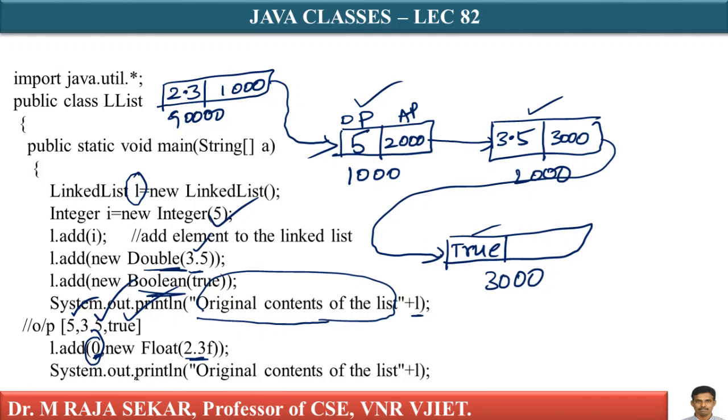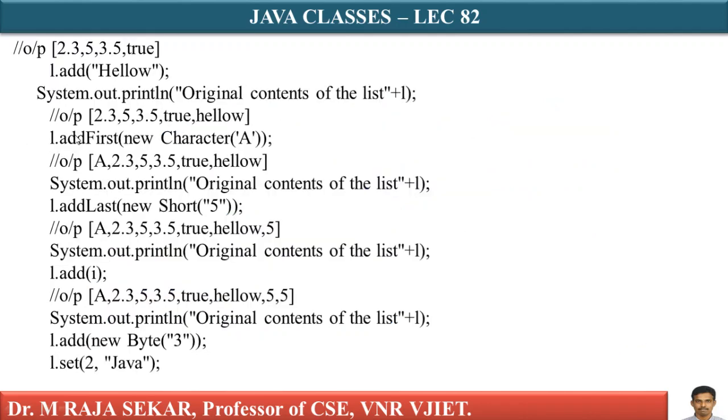System.out.println, original contents of the list L. What will you get here? If I display, I will get 2.3, 5, 3.5 and true. These are the contents of the linked list. In a similar manner, I can add. Just see: 2.3, 5, 3.5, true.